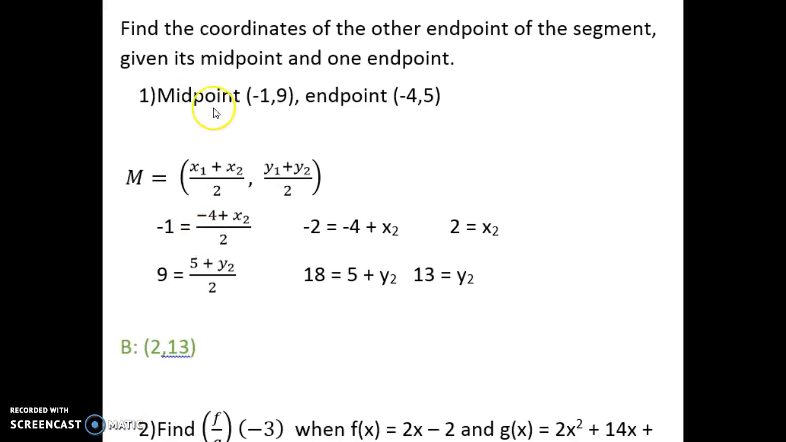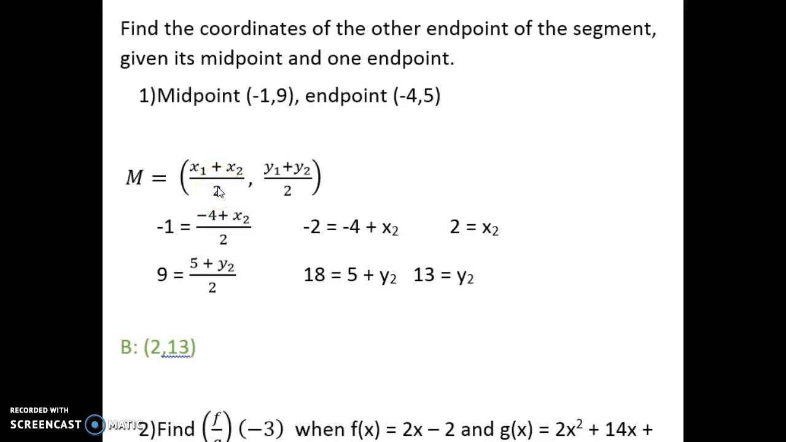For number 1, we're given the midpoint and one of the endpoints, and we're asked to find the other endpoint. Here's the formula for how to find a midpoint. It's on page 187 of the textbook, and it's basically just an average. So you have two x values, you add them together and divide by 2.